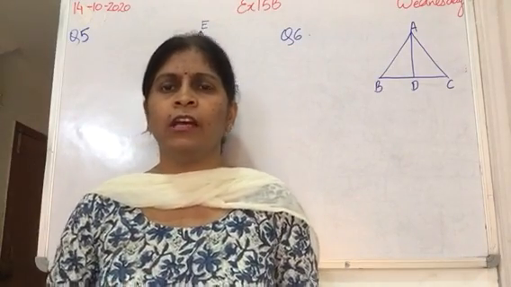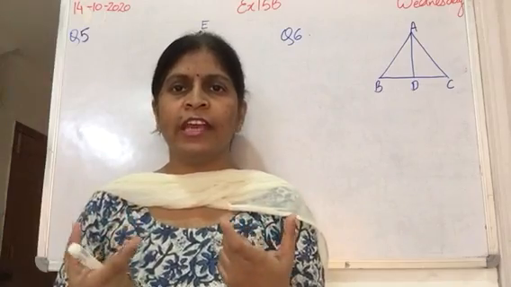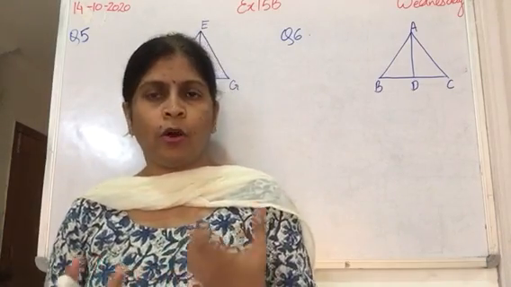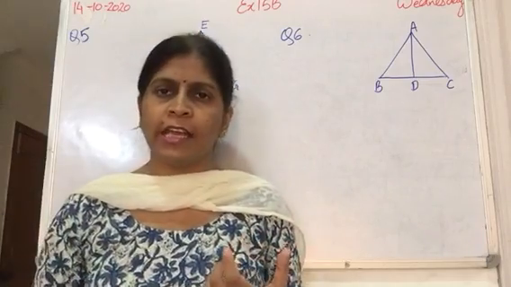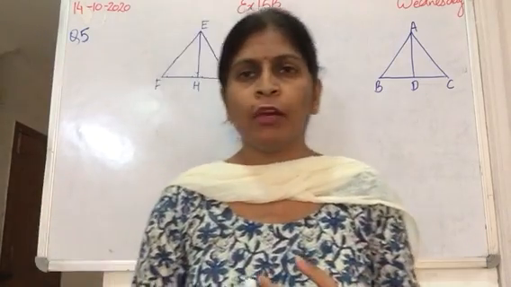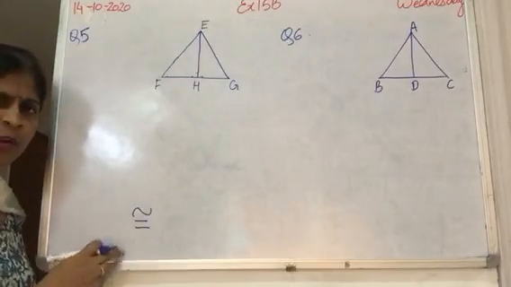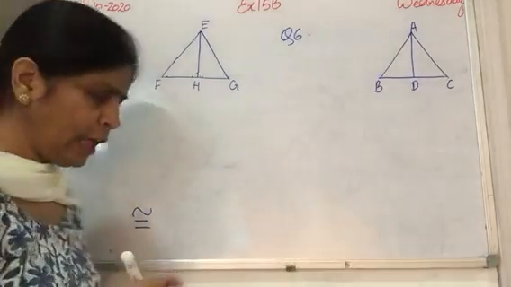Congruence is when you have two objects that are identical in shape, size and dimensions. Or we can say that their dimensions are the same, so they are congruent. And the symbol of congruency is like this: equality, with a curve in that.